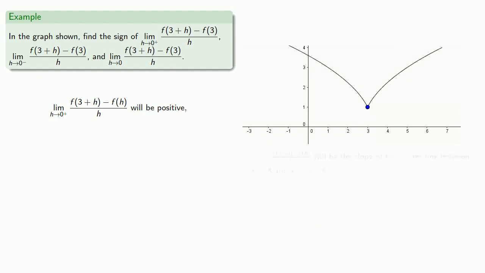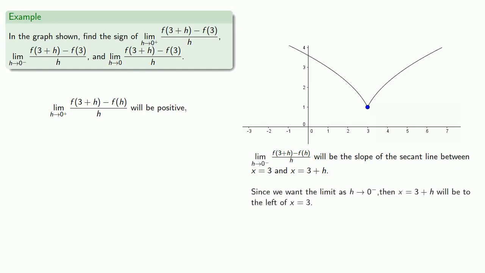Again, the difference quotient itself will be the slope of the secant line between 2 points, but since we want the limit as h goes to 0 from below, then x equals 3 plus h will be to the left of x equal to 3. So we have our point at x equals 3, a point somewhere to the left, the secant line, and as the point gets close, we see that it appears that as h goes to 0 from below, the slope of the secant line will be negative.